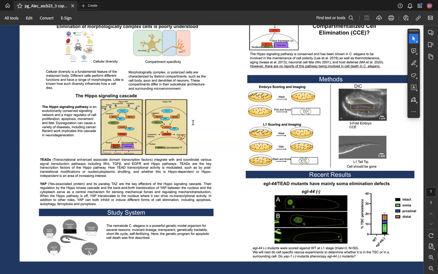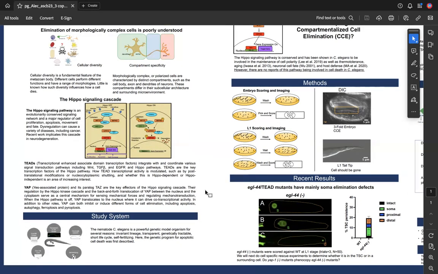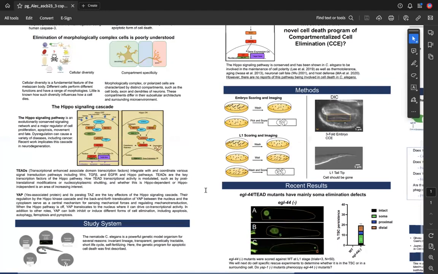We study this system in the nematode C. elegans because it has an invariant lineage, it's transparent, genetically tractable, has a short life cycle, and is self-fertilizing. In C. elegans, the genetic program for apoptotic cell death was first described.